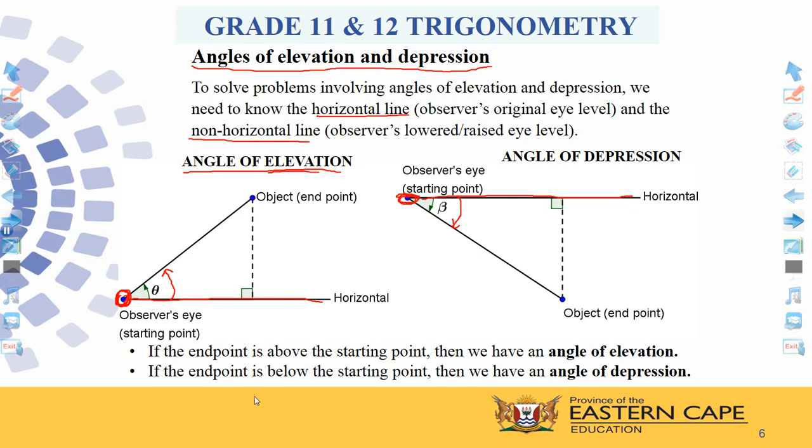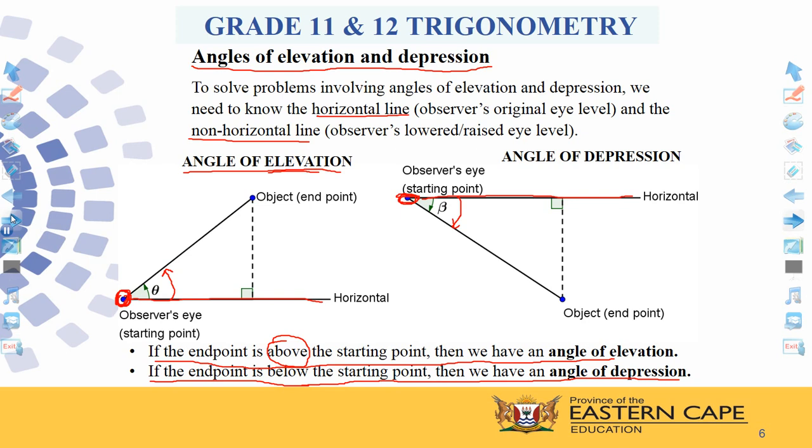That is very important, right? So just to emphasize what I've just indicated. If the end point is above the starting point, then we have an angle of elevation. So the keyword here is above the horizontal line or above the starting point. While on the other hand, if the end point is below the starting point, then we have an angle of depression. If the end point is below, which is what you are looking at, below that horizontal line, then that angle is called angle of depression. So it's called angle of elevation if it is above. It's called angle of depression if it is below.